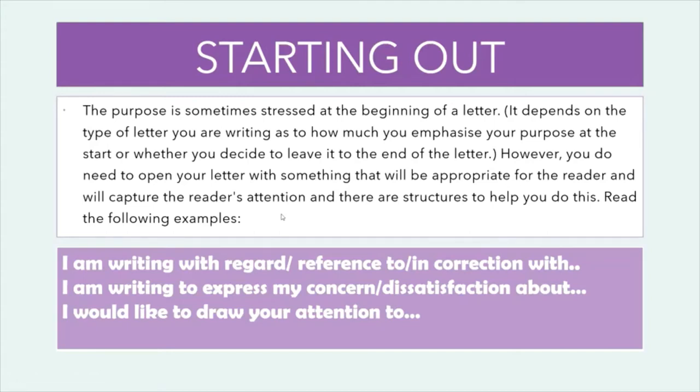Read the following examples. For example, you can express your purpose by writing these sentences. I'm writing with regard or reference to. I'm writing with regard to. I'm writing in connection with. I'm writing to express my concern or my dissatisfaction about whatever the topic or situation is. You can include that here in this part.